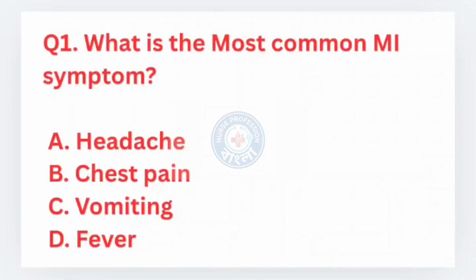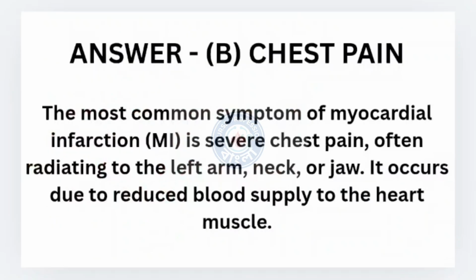First question, what is the most common MI symptom? Headache, chest pain, vomiting, fever. Answer, chest pain. The most common symptom of myocardial infarction is severe chest pain, often radiating to the left arm, neck or jaw. It occurs due to reduced blood supply to the heart muscle.